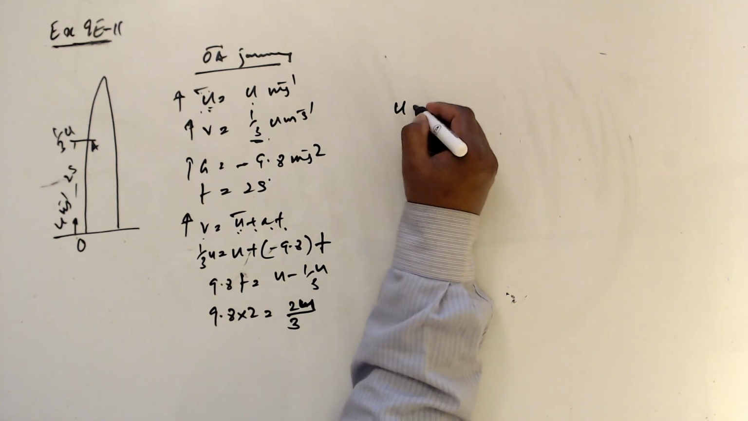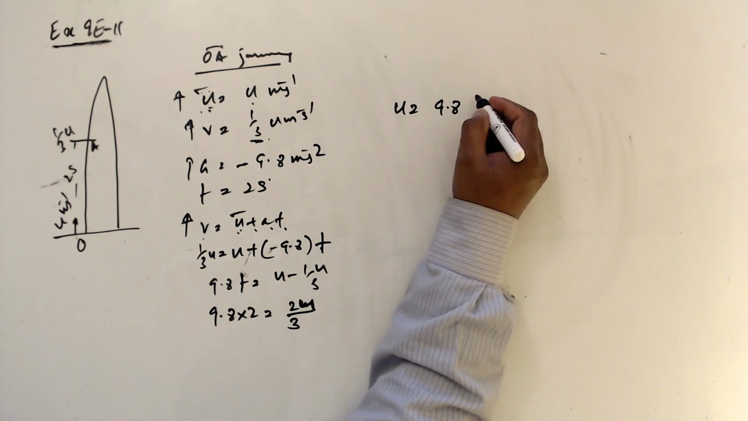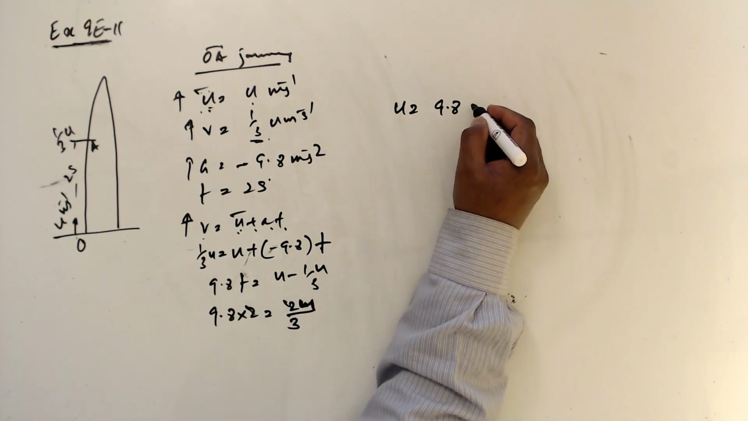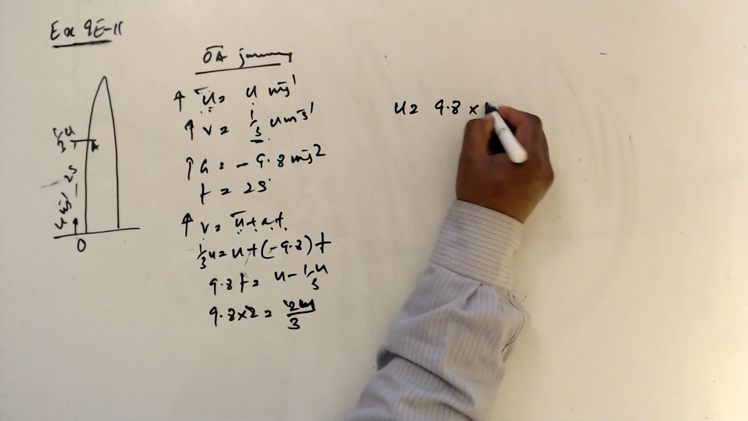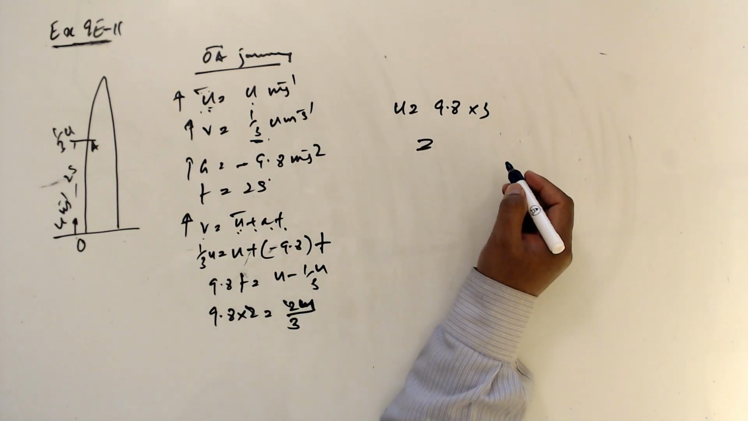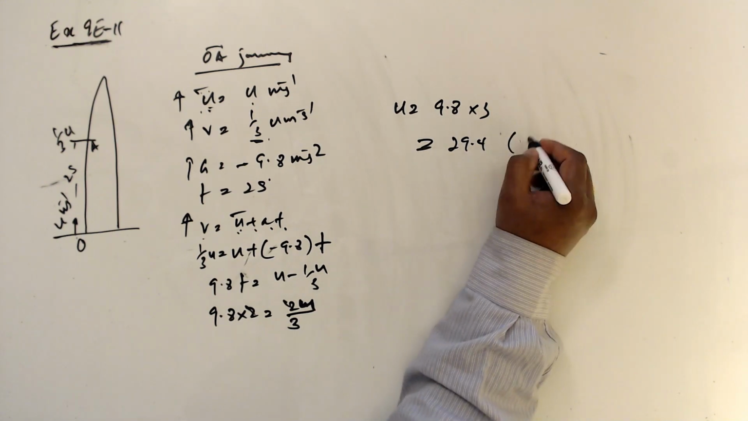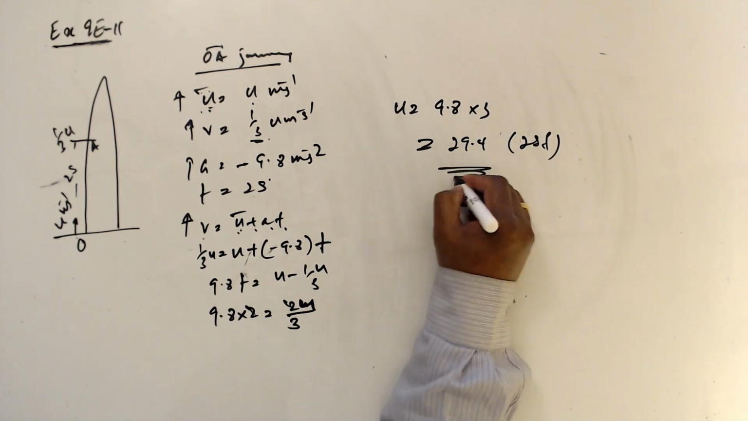So u equals 9.8. This 2 and this 2 cancel out, times 3. That is 29.4 to 3 s.f.